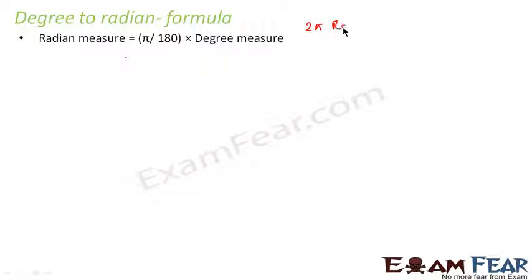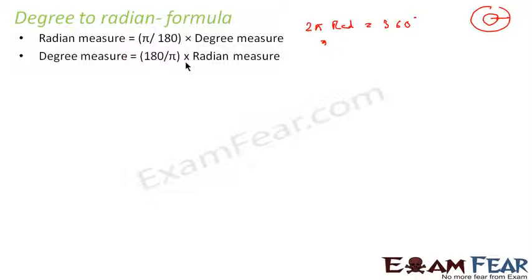Let's see the degree to radian formula. We have already seen 2 pi radian is equal to 360 degree. We can remember this circle: this whole angle is 2 pi radian, and this is also equal to 360 degree. So radian measure is equal to pi by 180 into degree measure. Similarly, degree measure is equal to 180 by pi into radian measure. You need not remember this formula; if you remember the circle relation, that's more than enough.